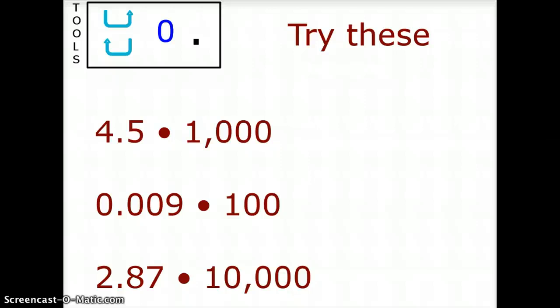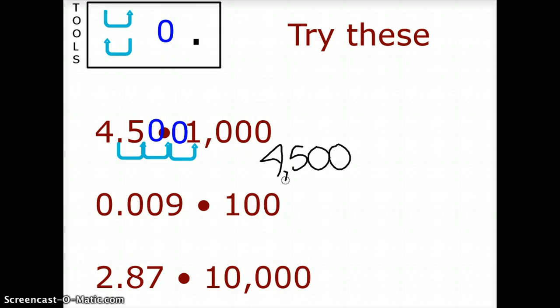Hopefully you've already done these, so you can get ready to watch the answers. 1,000 has 3 zeros, so I'm going to move the decimal over 3 times. Now what do I do about these 2 swoops that don't have any numbers? I'm going to drag down a 0. So the answer to that one is 4,500.